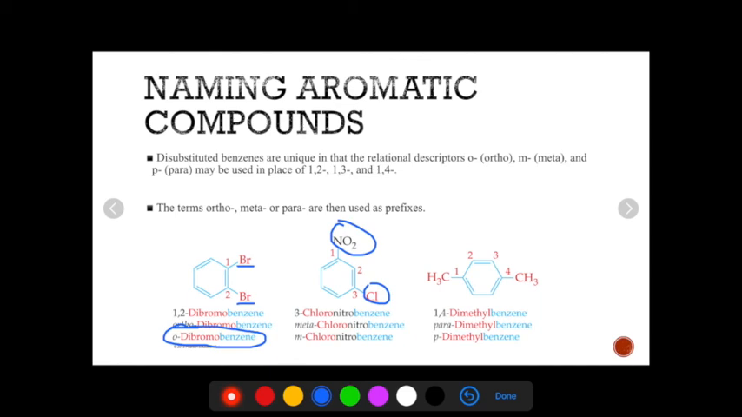And then over here, if they're 3 carbons away, so this example says 1,4-dimethylbenzene, or I can just say para-dimethylbenzene, same thing. So you might see that a lot, the O, M, and P, but just know the different spacing, okay, how far apart they are.